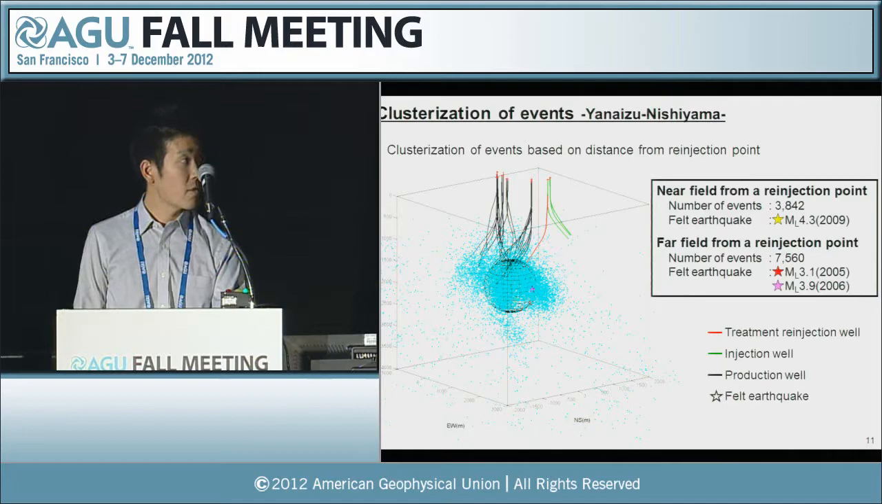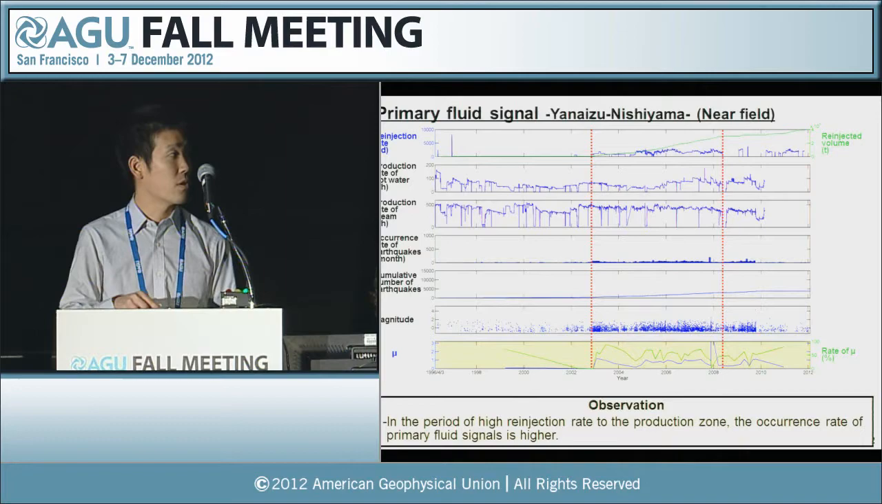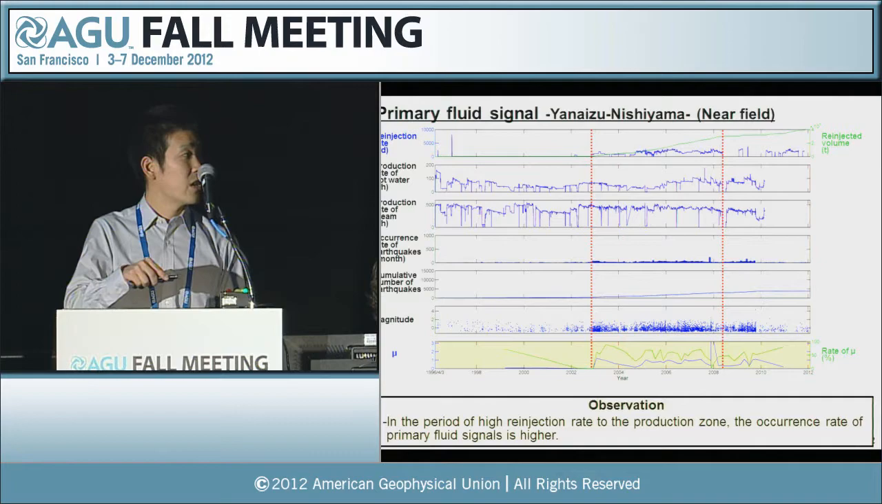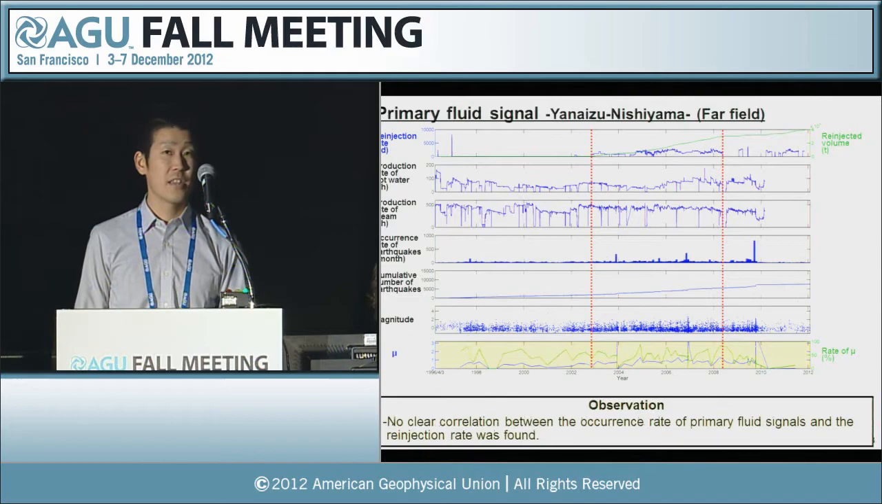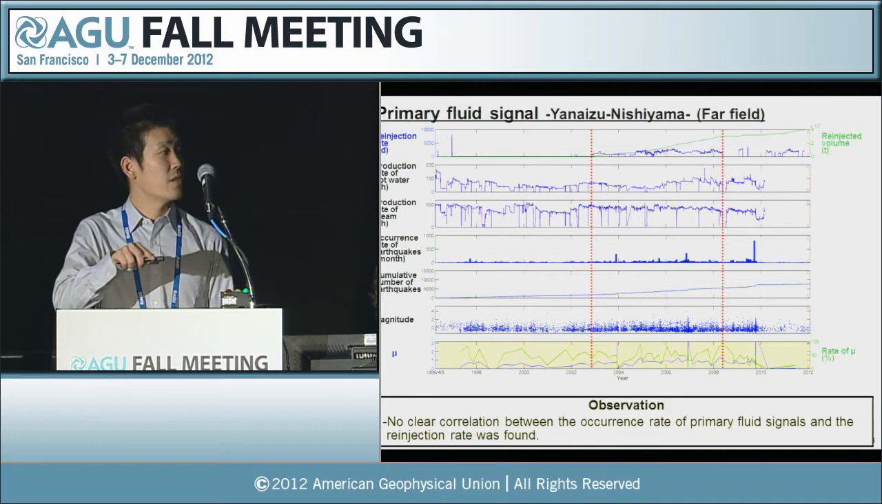As a result, in the near field from the reinjection point, in the period of high reinjection rate to the production zone, the occurrence rate of primary fluid signals is higher. On the other hand, in the far field from the reinjection point, no clear correlation between the occurrence rate of primary fluid signals and the reinjection rate was found.